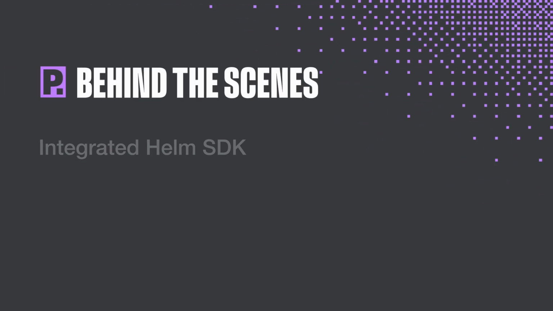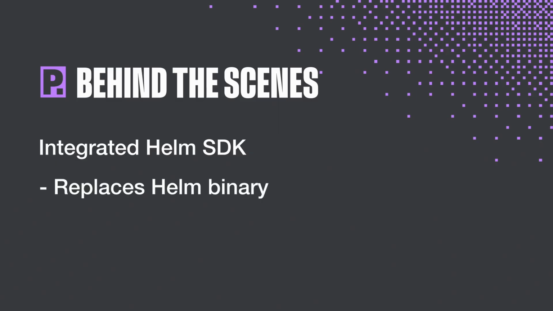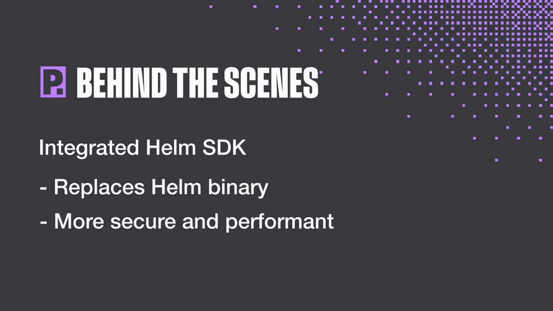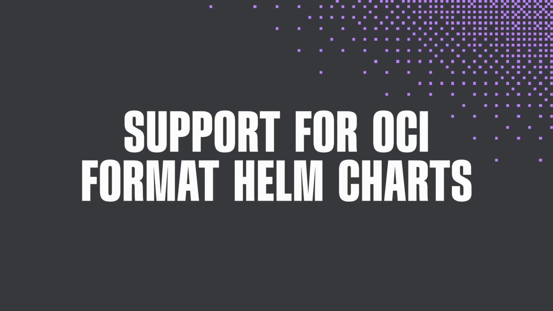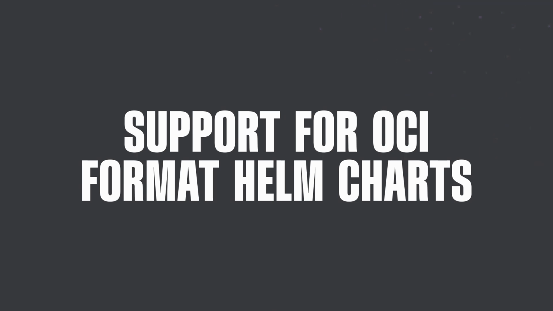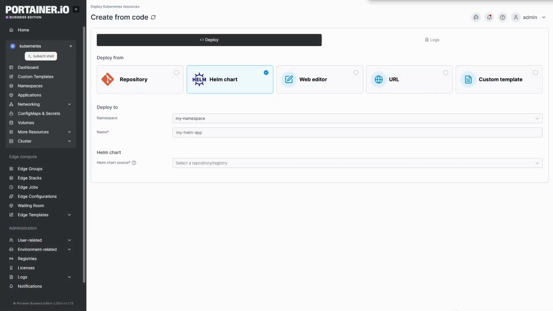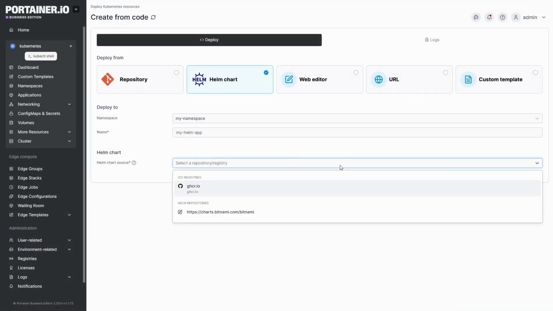Behind the scenes, we've switched to integrating the Helm SDK with Portainer rather than our previous method of calling the Helm binary. Like the move away from the Docker Compose binary in previous versions, this change means one less vector for CVEs, as well as improved performance and functionality. This release introduces support for OCI format Helm charts through OCI registries. These registries are configured in the same way as image registries, and any registries you currently have configured that contain OCI charts will appear in the new Helm chart source dropdown when creating a deployment from Helm.